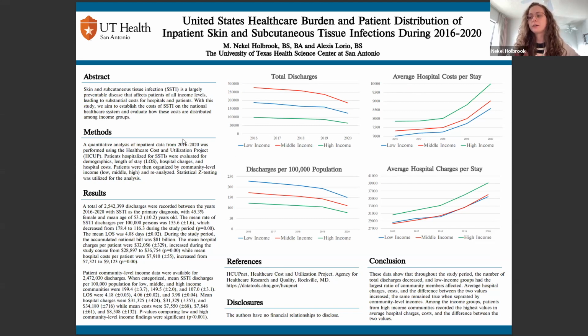So then we decided to look at costs and charges, how much it was costing a hospital and how much the patient was being charged per stay. On average, it increased overall. In 2016, it was $28,897. And by 2020, it had increased almost $8,000 to $36,754. So when we split it up by income level by community, you can see that high income communities both had the highest costs and the highest charges. Low income and middle income, you can see that middle was a slightly higher cost, but when you looked at charge, it was pretty much the same comparing middle to low income. But overall, a definite increase despite the decrease in discharges.